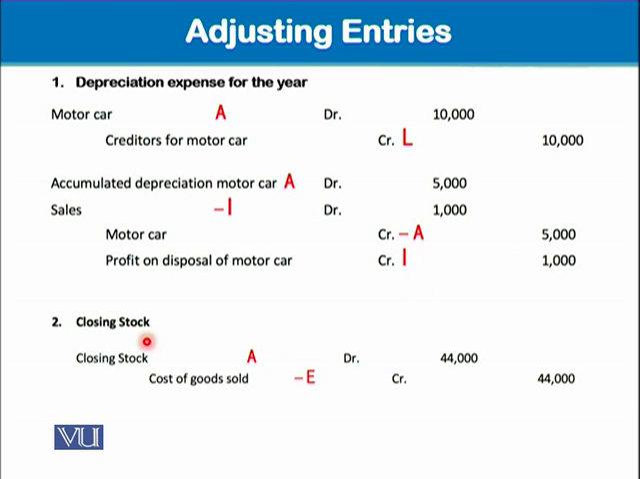Then comes the second adjustment, which is about the closing stock. We know that closing stock is our asset because these are the purchased goods which remained unsold. So purchased goods which remained unsold are assets and should be debited and taken out from the cost of goods sold. Why? Because we have added all the purchases in the cost of goods sold. Therefore, now we have to reduce cost of goods sold with the amount of closing stock. Got it? So closing stock debit and cost of goods sold credit, 44,000.